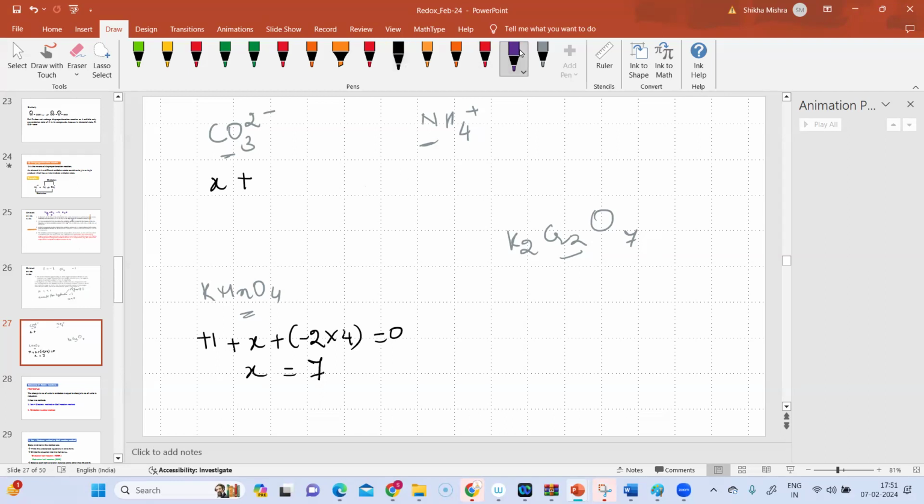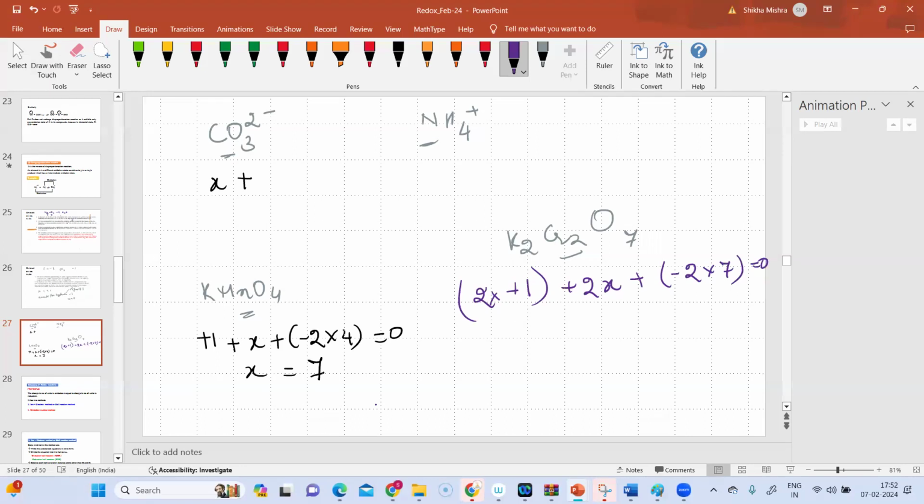Yes, ma'am. Okay. Now talking about K2Cr2O7, it is interesting because you have got 2 chromium atoms here, not 1. Potassium is +1, and there are 2 potassium atoms, so I'll be putting it as 2 into +1. For chromium, we'll be saying it is 2x, because there are 2 chromium atoms, right? And there are 7 oxygen, so it is -2 into 7. And the entire sum will be equal to 0.